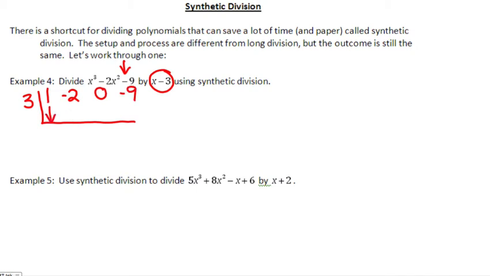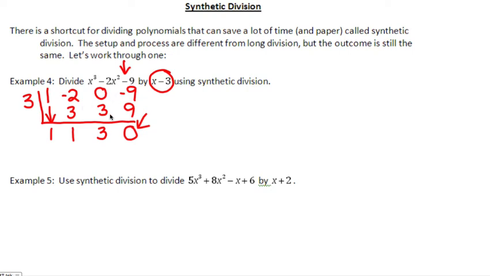And then just like in synthetic substitution, we bring down the 1, and then we multiply. So we multiply 3 times 1, and we get 3, and then we add these two together, and we get 1. And then we multiply again. 3 times 1 is 3, and then we add, and we get 3, and then we multiply again. 3 times 3 is 9, and we add. Notice how at the very end we wound up with 0. That just means that because there's no remainder, x minus 3 is in fact a factor of this polynomial. Now that wasn't what they asked about. I just thought I'd point that out in passing.